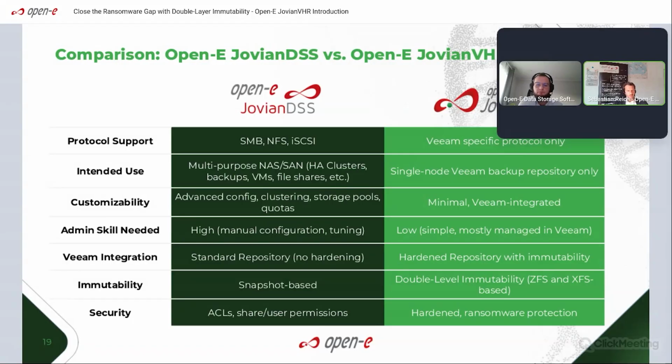And yeah, the same with security. In Jovian, you can set all this kind of stuff, SMB shares, users, ACLs, and here with VHR, you're pretty limited to what Veeam will offer you, basically.